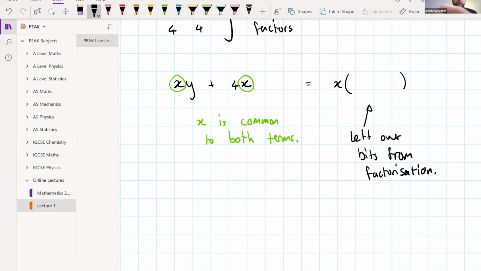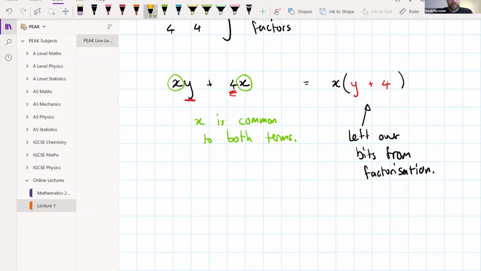So what will be left over from the first term? We see that this y would be left over, and so we put it in the bracket. And then from the second term, we see that the 4 is left over. And there we have fully factorized these two terms. Okay, we fully factorized this expression. Right, and the nice thing about factorization is you can use expansion to check that you have done the correct thing. So if we had to expand, we would see that x times y gives us xy, and x times 4 gives us 4x. So therefore we are correct in our factorization.